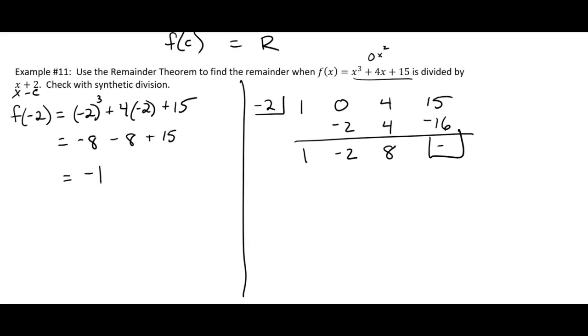And what did we get for the remainder? Negative 1. So we were right. The remainder was negative 1. Okay. There we go.